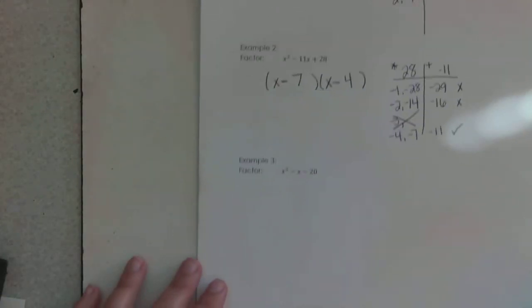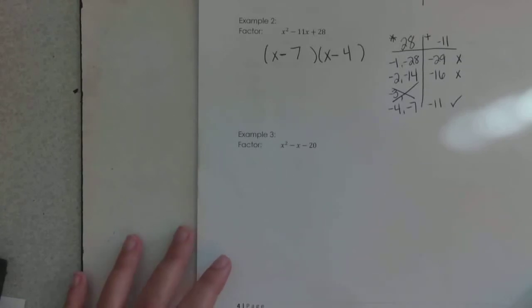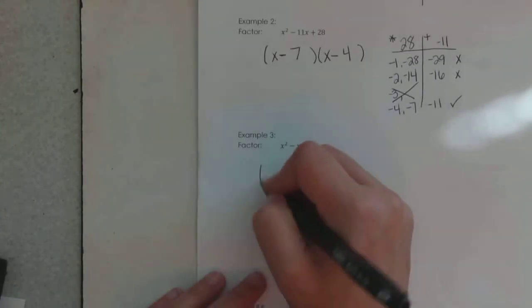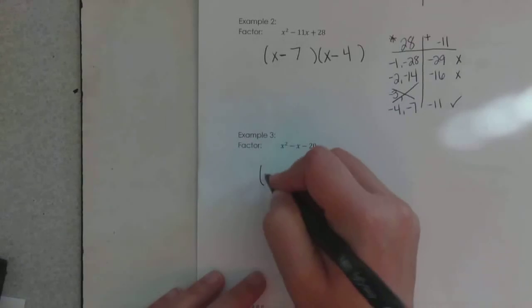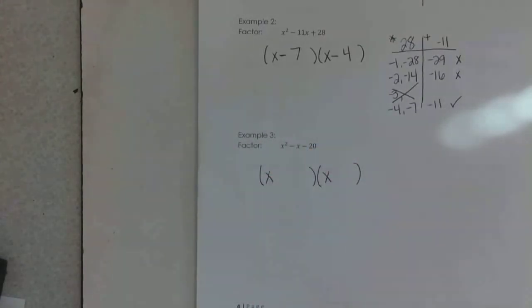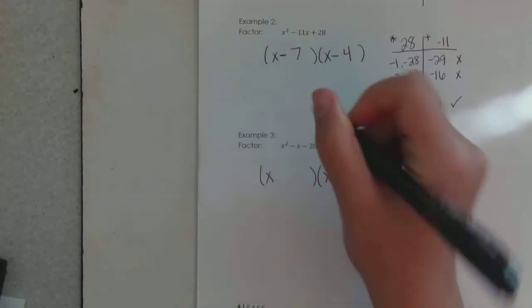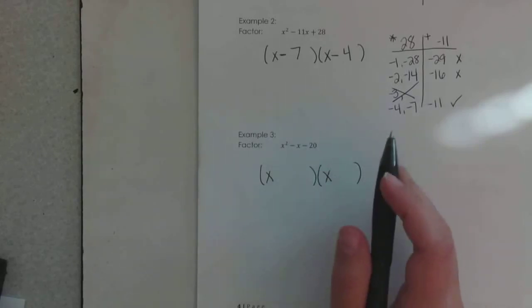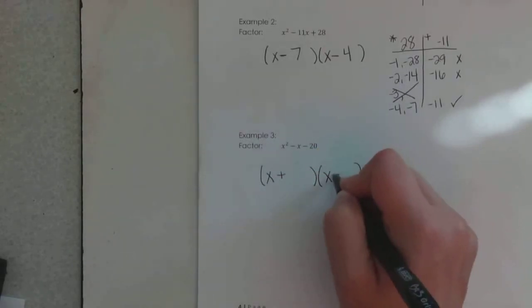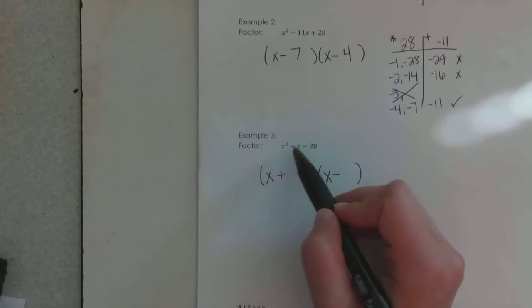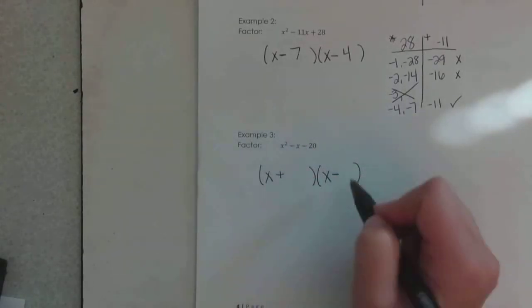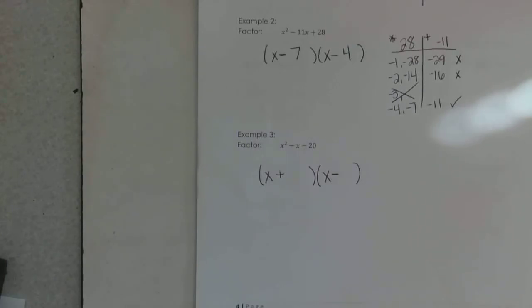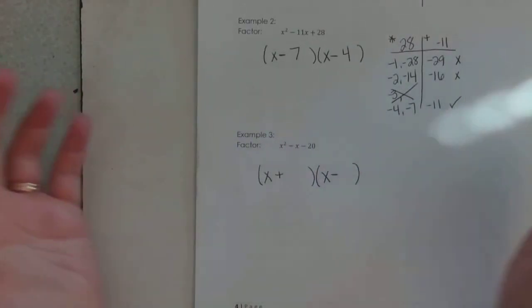So it can really be helpful if you can figure out what your signs are going to be beforehand. Let's make our parentheses for example 3. We've got an x and an x. In this example, our numbers are multiplying to a negative 20. So for that to happen, I'm going to have an x plus and an x minus. Regardless of whether the middle term is a plus or a minus, when the last term is a minus, I get a plus and a minus for my factors.